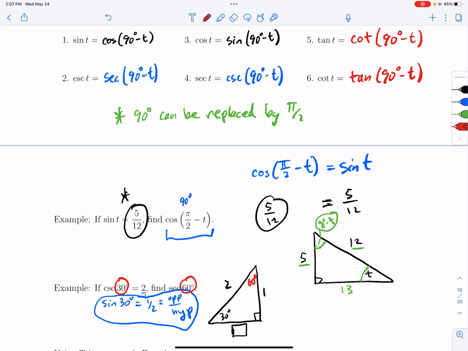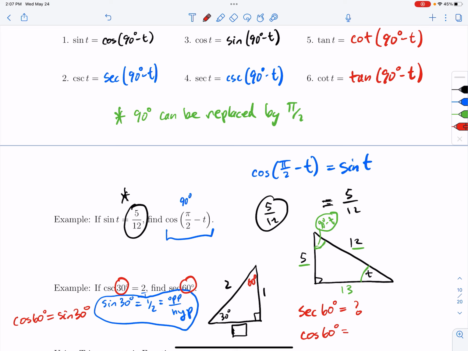So if I wanted to find secant of 60 degrees, I don't know what that is. But if I can find cosine of 60 degrees, then I can take the reciprocal, and that'll give me secant of 60 degrees. So what is cosine of 60 degrees? Well, cosine of 60 is equal to sine of 30.